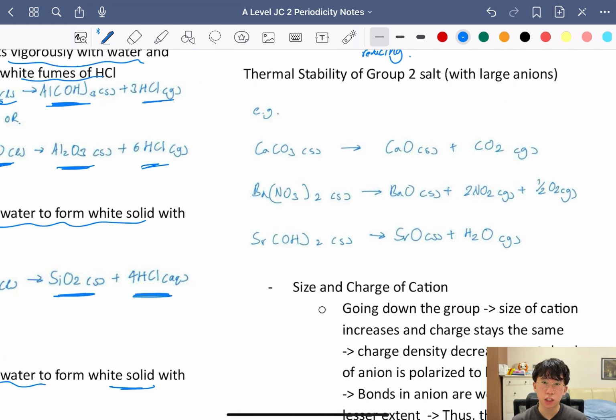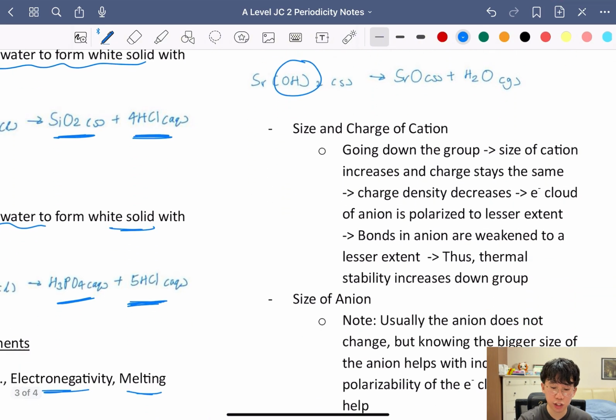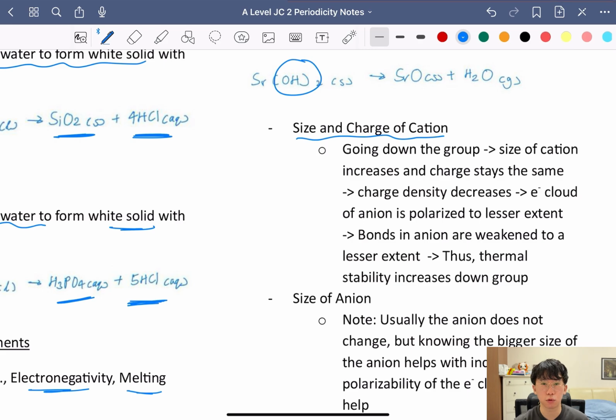How about the thermostability of your group 2 salts, especially with large anions? So here are a couple of examples. When you have carbonates, nitrates, or hydroxides even, and these are group 2 salts, you want to look at the size and the charge of the cation, right? This is the most important. Because as you go down the group, the size of the cation will increase, but the charge stays the same. So again, we are always looking at charge density.